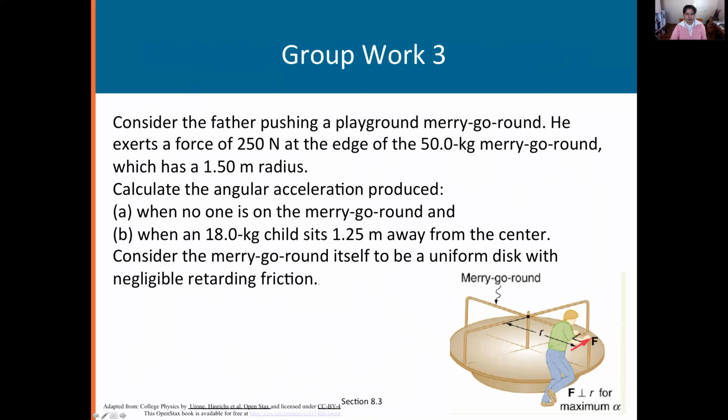Consider a father pushing a playground merry-go-round. There he is, they gave you the diagram. He exerts a force of 250 newtons at the edge of a 50 kg merry-go-round, which has a 1.5 meter radius. So this R here is 1.5. We know R, we know F, hence we know the torque.